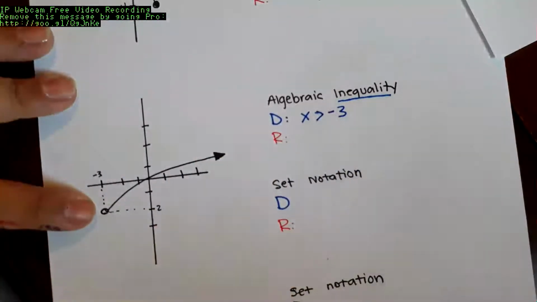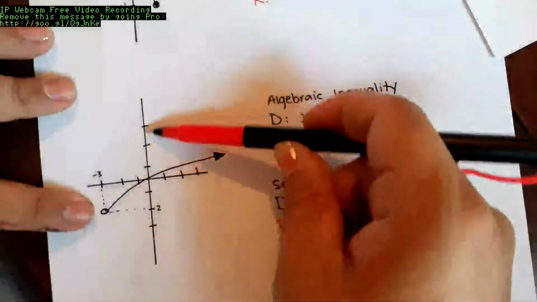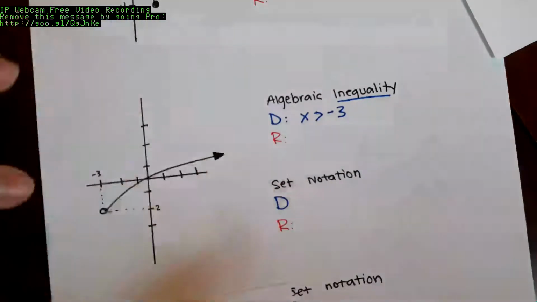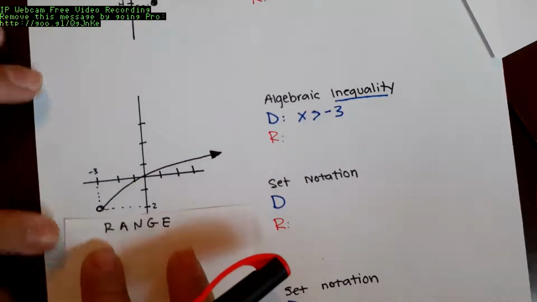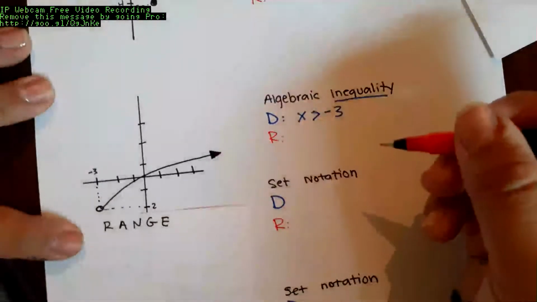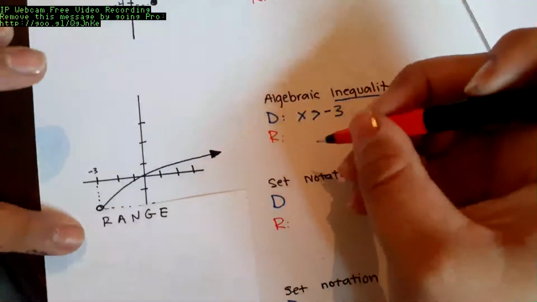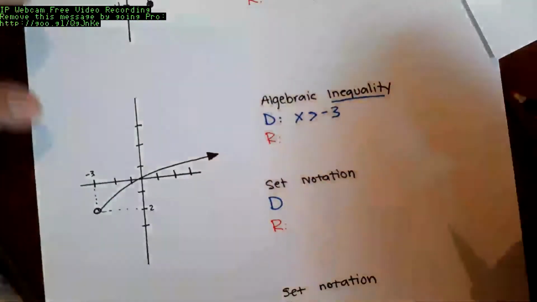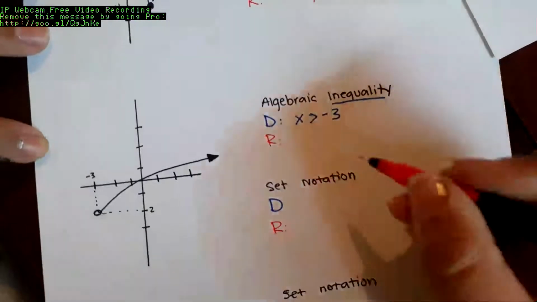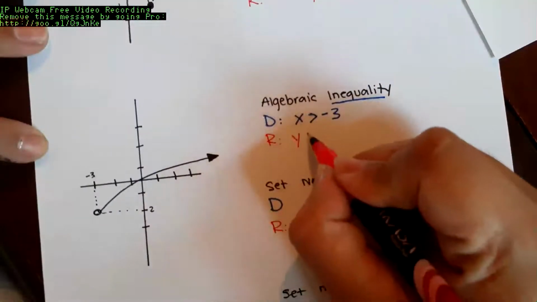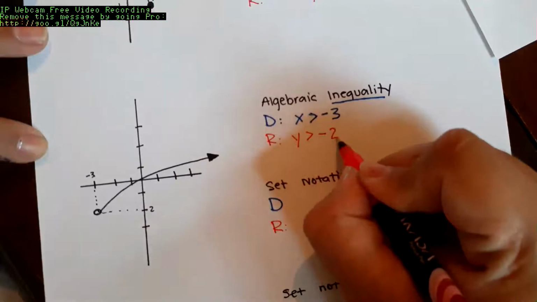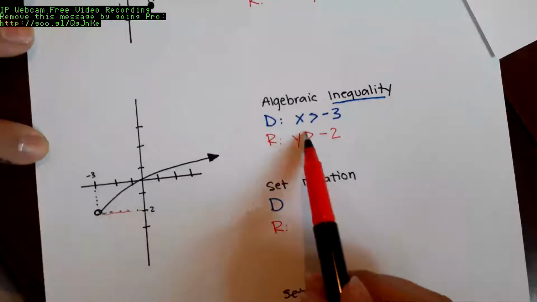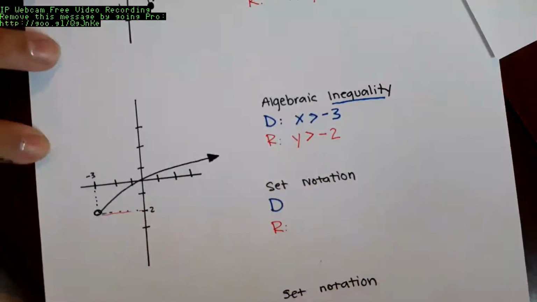So for my range, I'm going to do the same thing, but start on my y-axis down on the negative side. As I scan my y-axis going up, I see my graph starts at -2. And again, if I follow it up, I see it just keeps on going forever. So similar to our domain, our range is going to be our y values greater than -2. And I see at -2, I have an open circle, so I'm correct with just greater than.